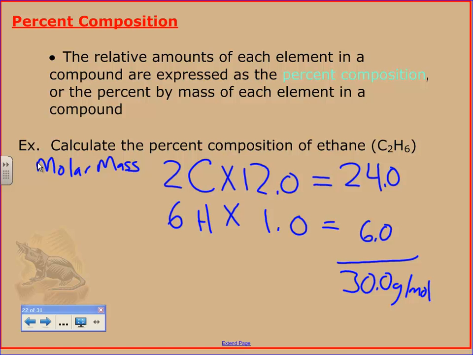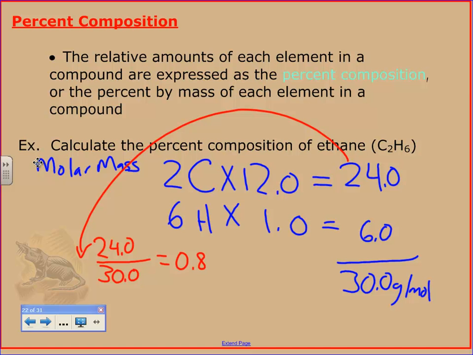For percent composition, though, what we're going to do is take these numbers, the total mass of the carbon and the total mass of the hydrogen, and divide them by the total. Okay, so I'm going to take the 24 grams of carbon over here, and I'm going to divide it by 30, which is the mass of the whole thing. So the part that I'm worried about, the carbon, divided by the total, 30. Punch it in your calculator, you're going to get 0.8.